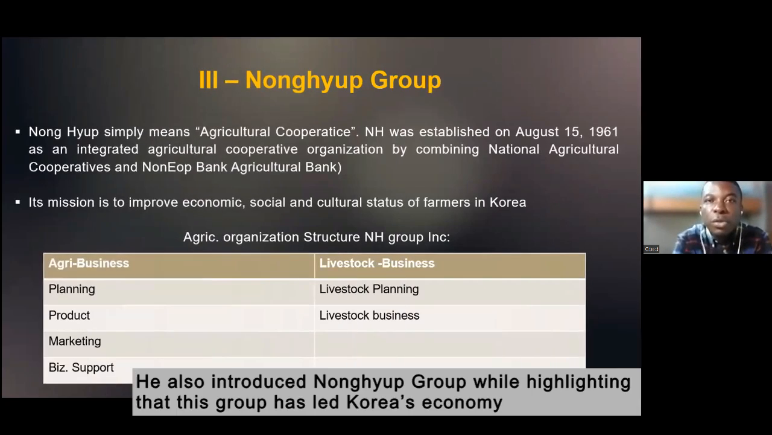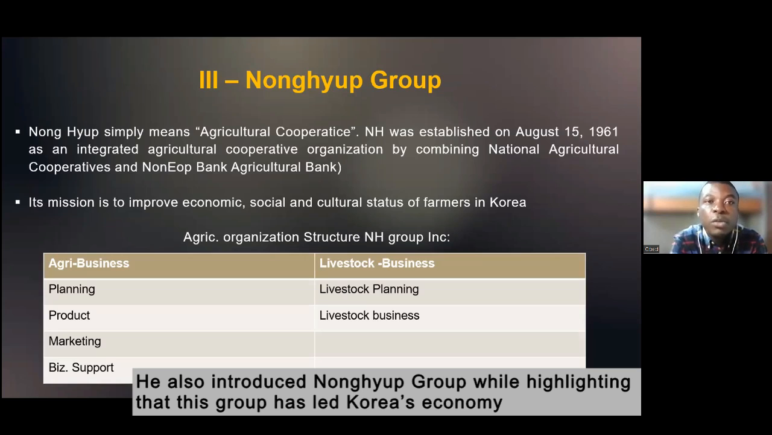Now I'll move on to NongHyup. I chose this particular entity because from my study currently, I can say this organization is really boosting Korea's economy. They are into various sectors. So as I progress, you will see for yourself what I really mean.